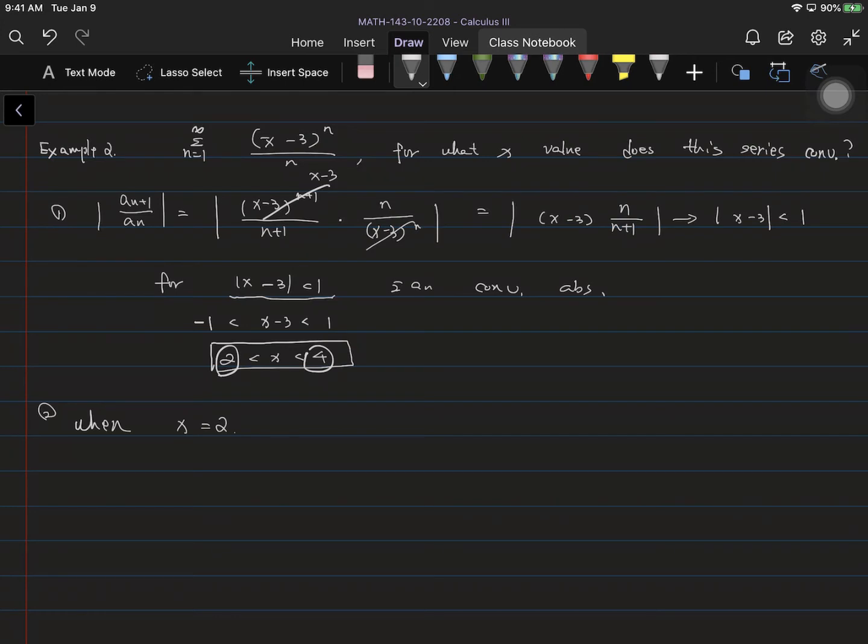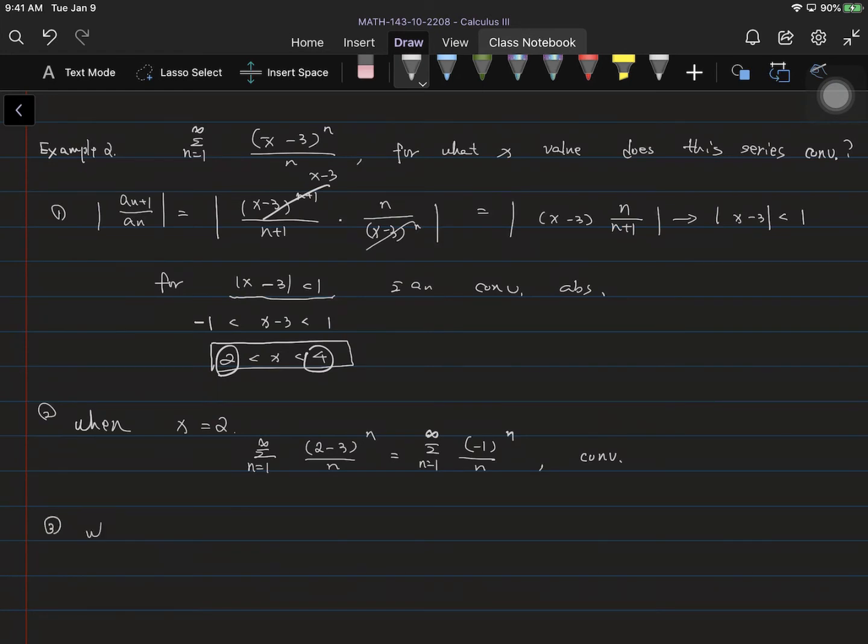So when x equals 2, we plug into our original series: 2 minus 3 to the n over n. Simplify. It then becomes -1 to the n over n. Alternating harmonic, and this we know converges, right?